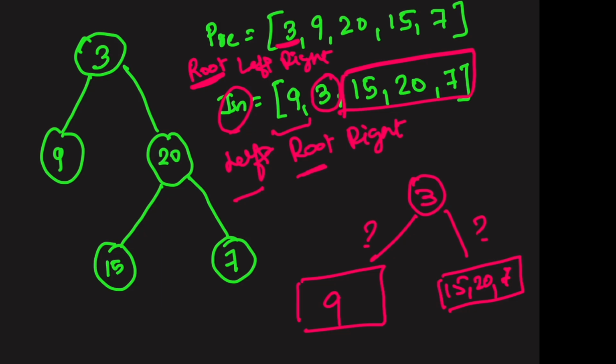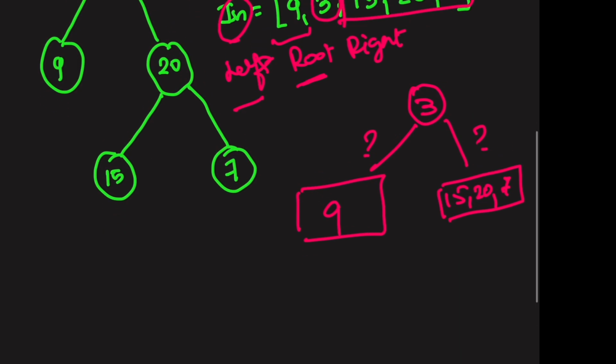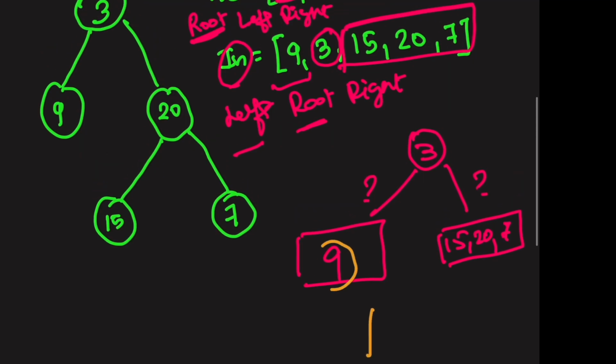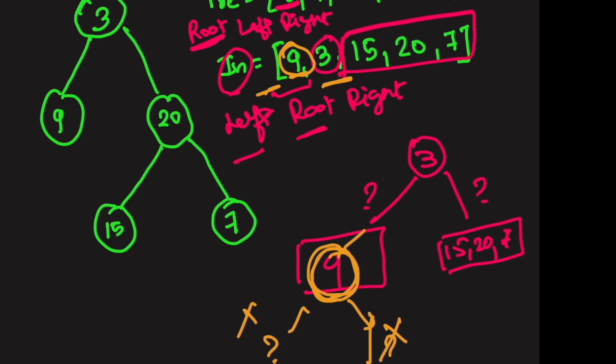Okay, now if you see, I have got 9. So if I make 9 as a root, then we need to get the left side and the right side of the 9, right? So if you see, if I make this 9, then in the left side nothing is there, right? And in the right side we have already traversed this 3, so we will not have anything over here. So this 9 becomes the node, and we connect this to our 3.